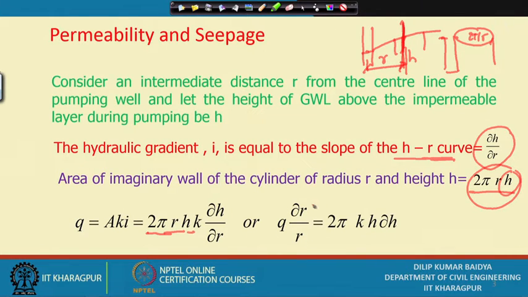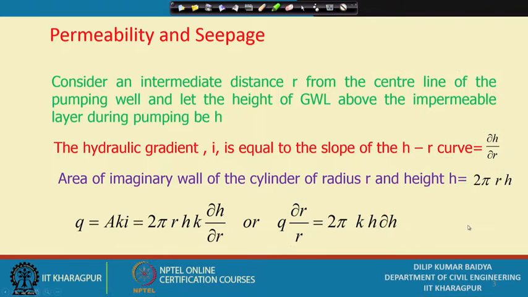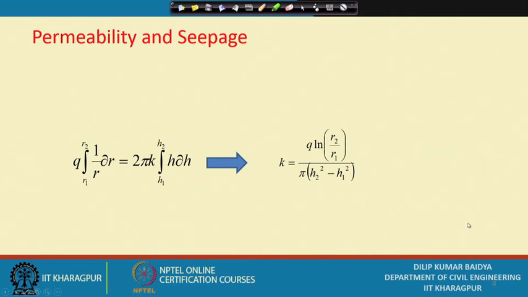If I simplify, q del r by r equals 2 pi k h del h. Here r is a variable and h also is a variable, the other things are all constant. So r and h are the variables, and that has to be integrated. If I put it in integral form, it comes like this.